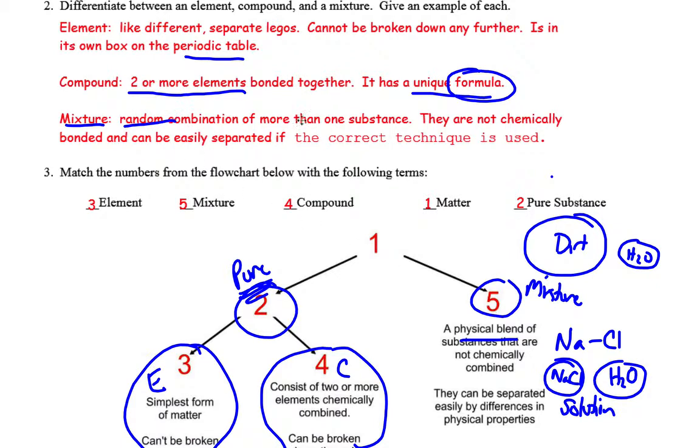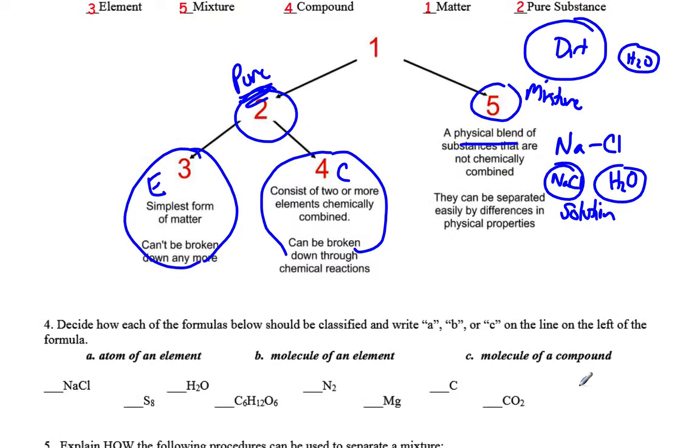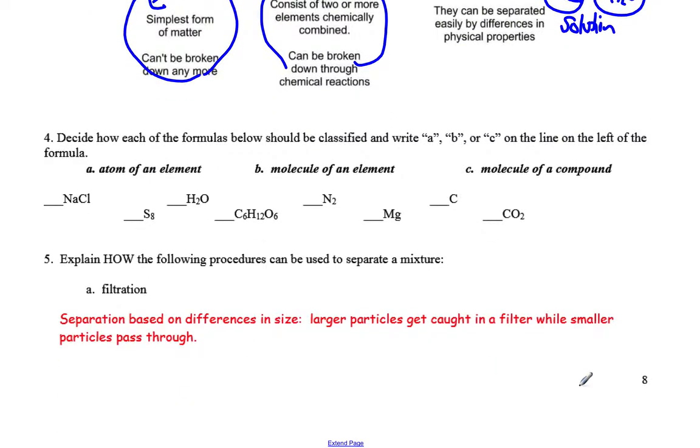Anyways, random combination, more than one substance, not chemically bonded. They can easily be separated if you use the right technique. So we have to figure out, how can I get these things apart? If it's dirt, it's bigger, I can filter it out. The little water goes through, but the big dirt particles stay up. If it's NaCl, I can't filter that because the particles are the same size. They all go through the same filter together. So I have to think of a new way to separate them. So I have to think of another physical property. And we'll get back to that in a second.